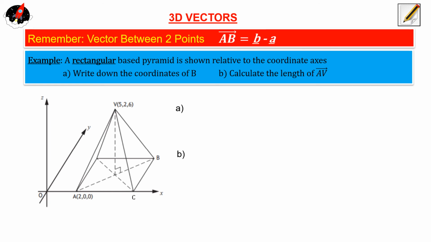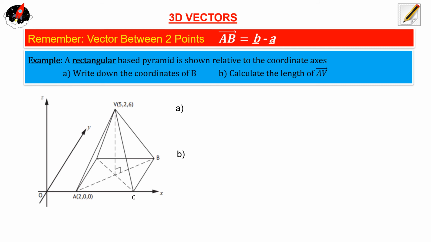So if we were doing the vector A to B, it would equal the components of vector B subtract the components of vector A, or the column vector of B subtract the column vector of A. And once we've got that, then we just use our Pythagoras. So let's work our way through this question first of all.